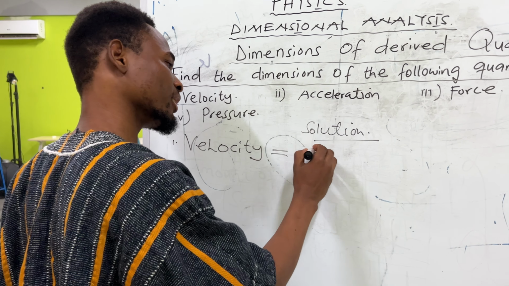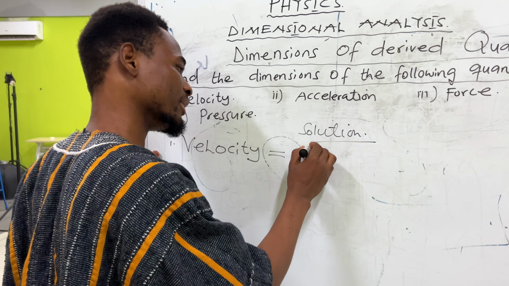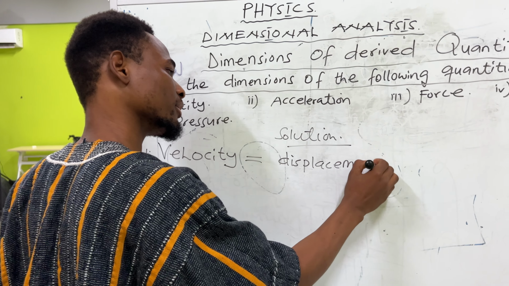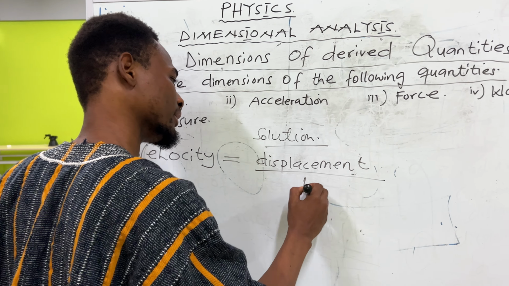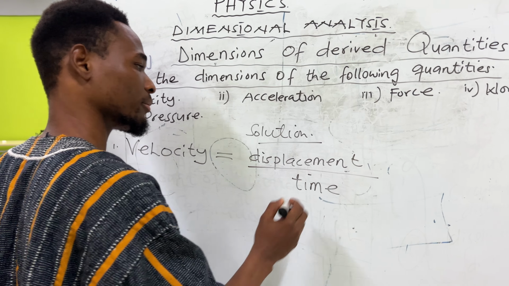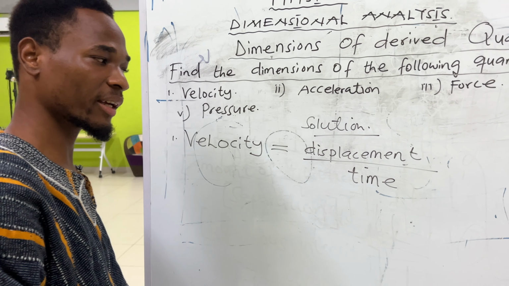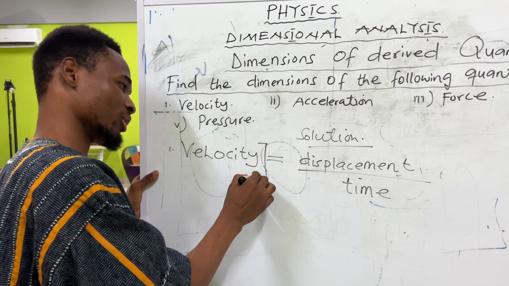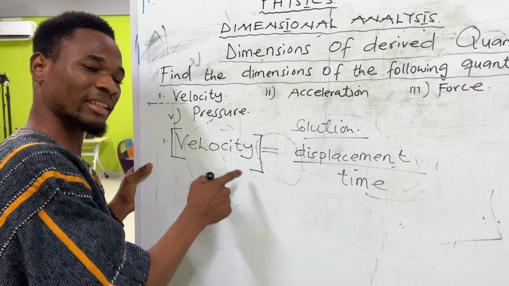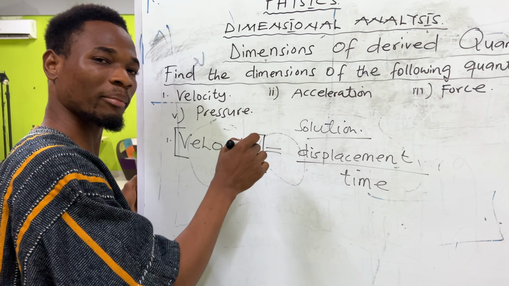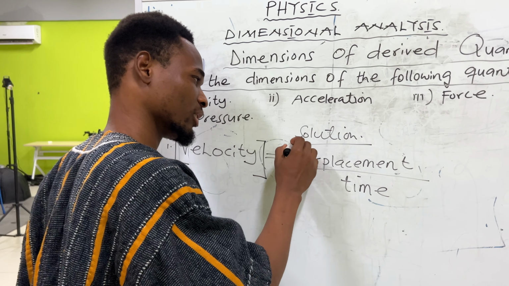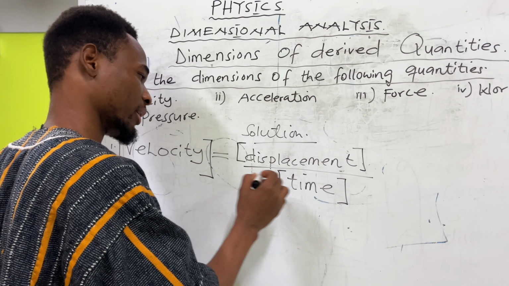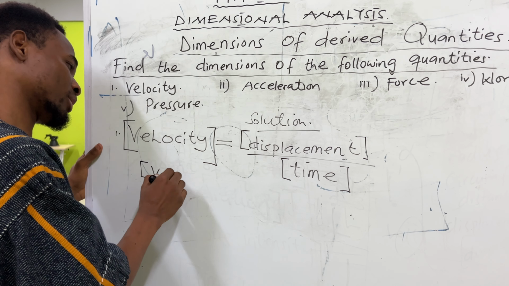So velocity is what? Displacement over time. So what do you do next? You will take the dimension. Do it this way. Please, this is very necessary: put it in square brackets, to mean that I'm taking the dimension of the quantity.